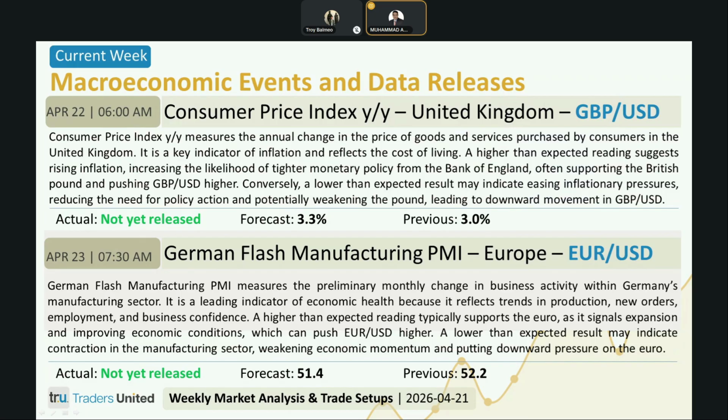Now, let me talk about market context and pre-release expectations. The previous reading was 3%. The forecast is 3.3%, showing expectations of rising inflation. Forex traders will focus on whether inflation continues to increase. A higher reading could strengthen expectations of tighter monetary policy. A lower reading may reduce pressure on the Bank of England. Market participants will also watch US dollar strength and overall risk sentiment.